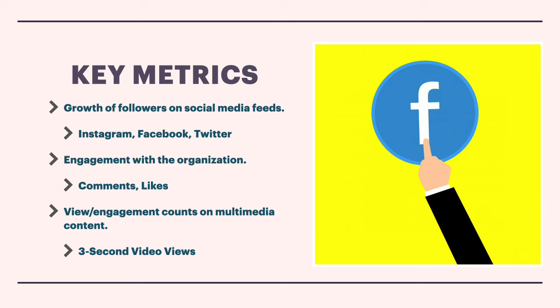Now, three of the key metrics we're going to use in judging these goals are growth of followers on social media feeds, including Facebook, Instagram, and Twitter. We're also going to be looking at engagement with the organization on social media, including likes and comments. And lastly, we're going to be following view and engagement counts on multimedia content, including 3-second video views, to see which videos are connecting with the audience and which videos are not, and how we can use that to improve future videos, animations, and audio stories down the line.